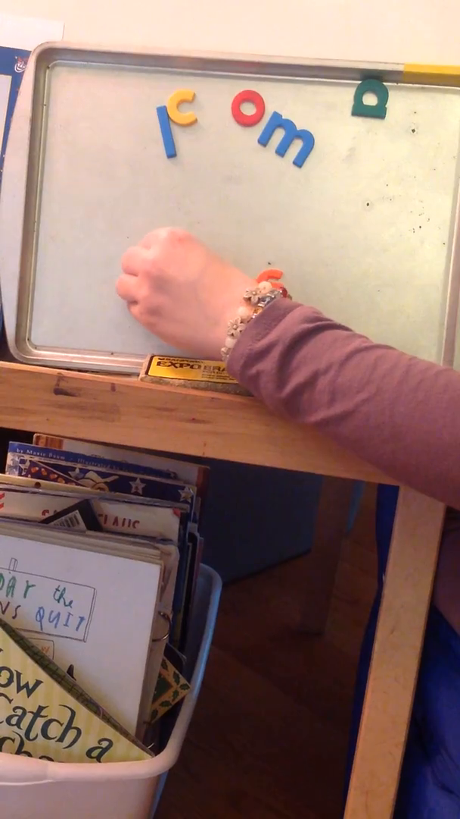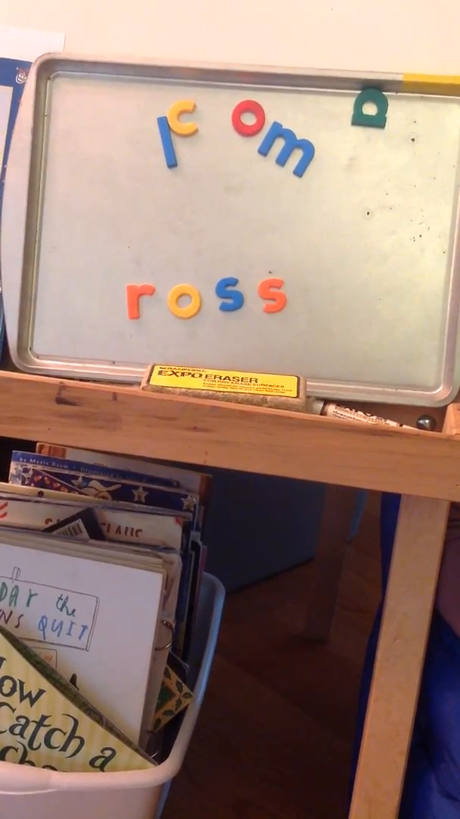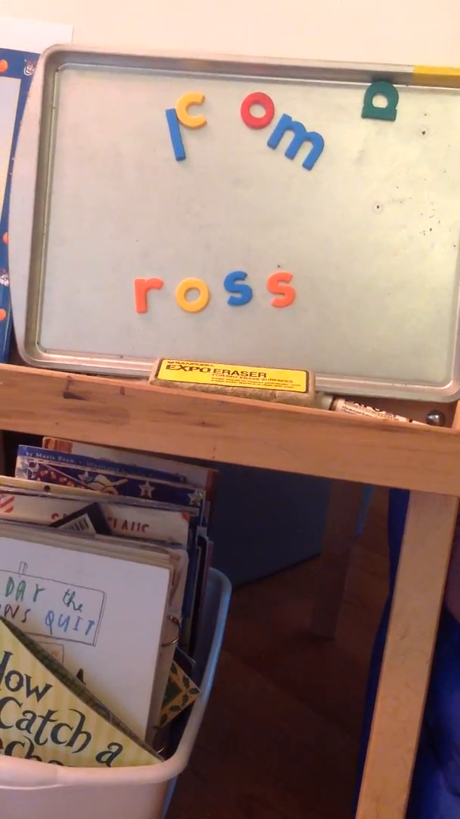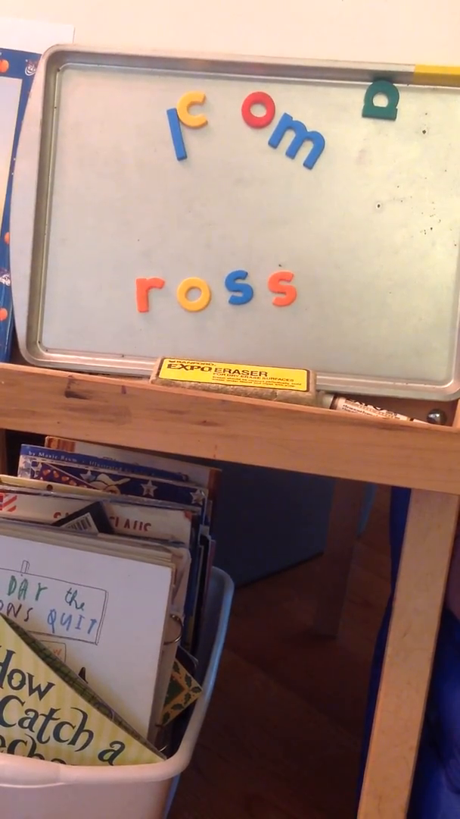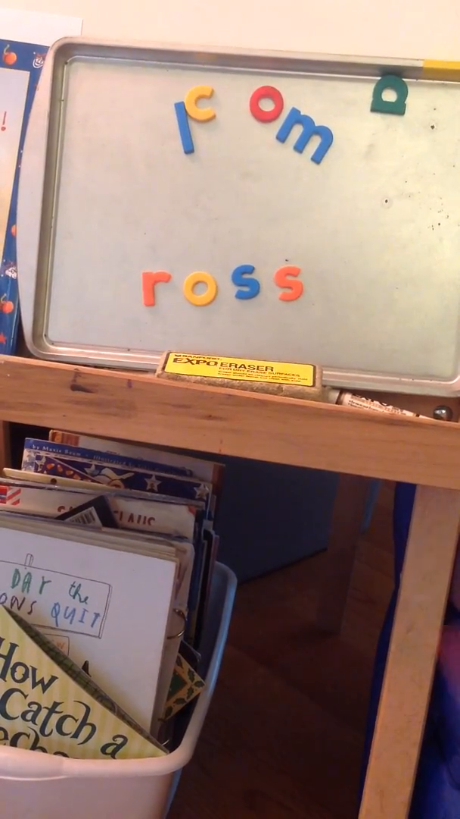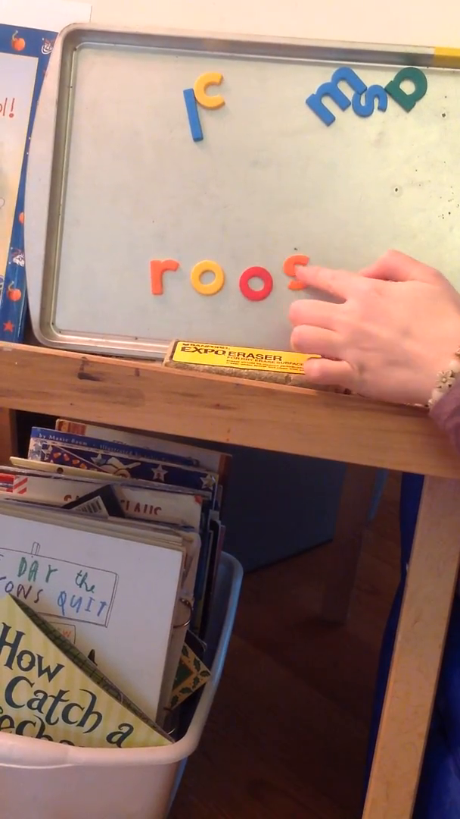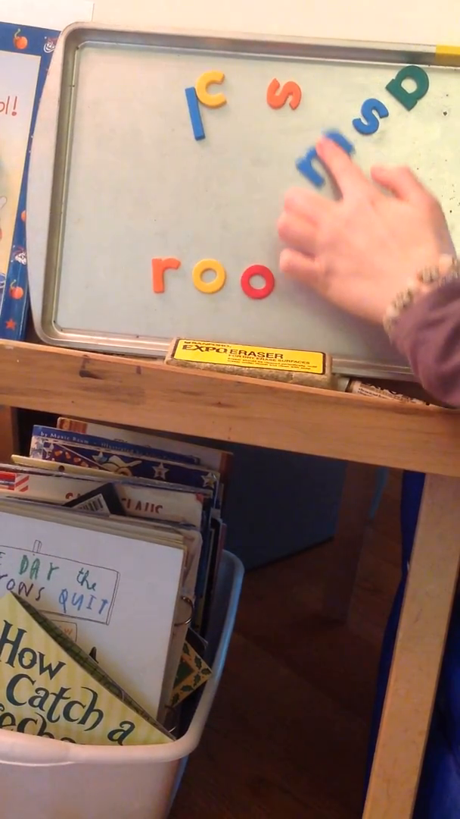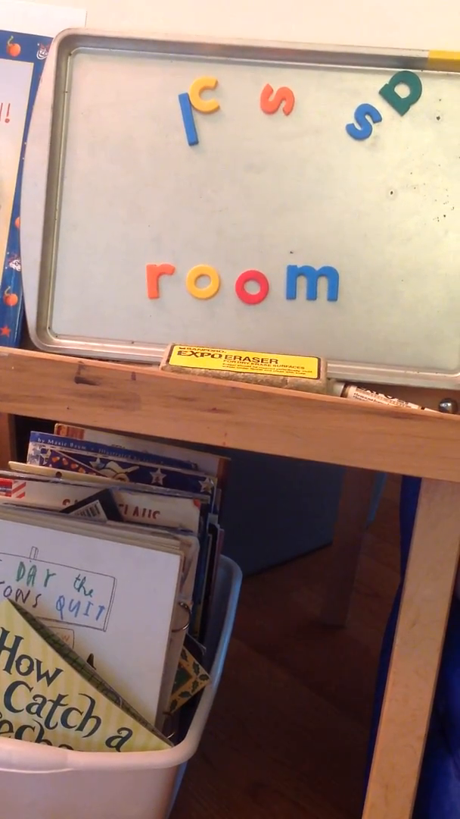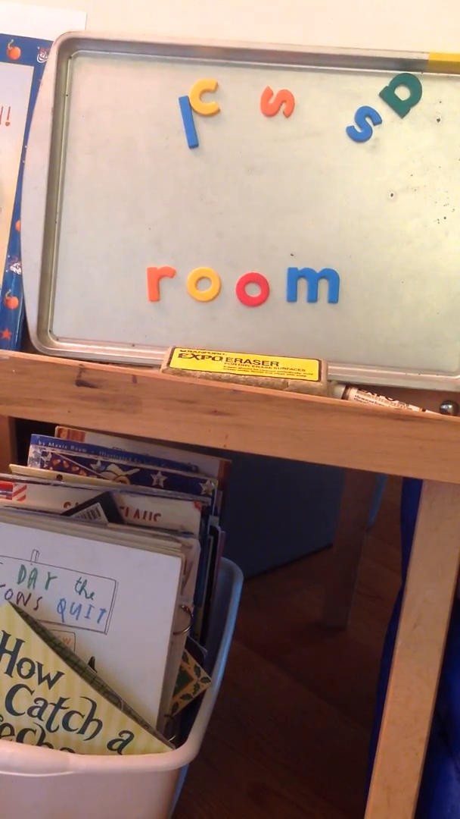Then I'm going to change the L to an R to make another name, Ross. If you don't have Ross, you can add it to your list. That's also the name of a store. Then I'm going to switch my S for an O, and I'm going to switch my S for an M, and I'm going to make the word room. If you don't have room, add it to your list.